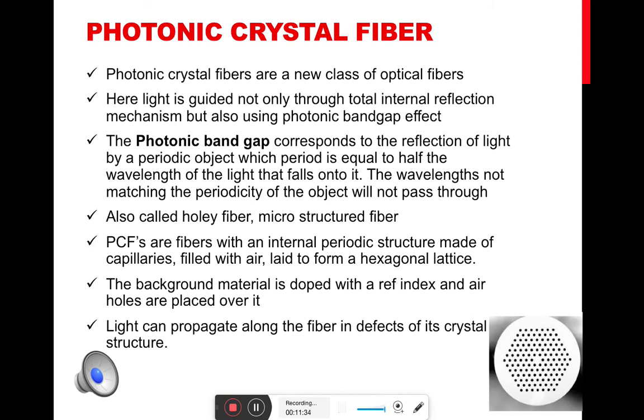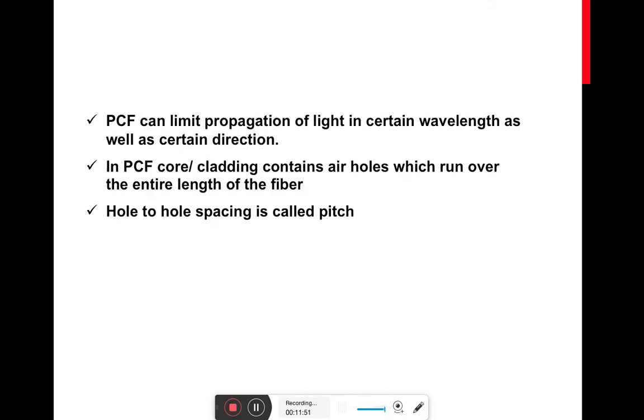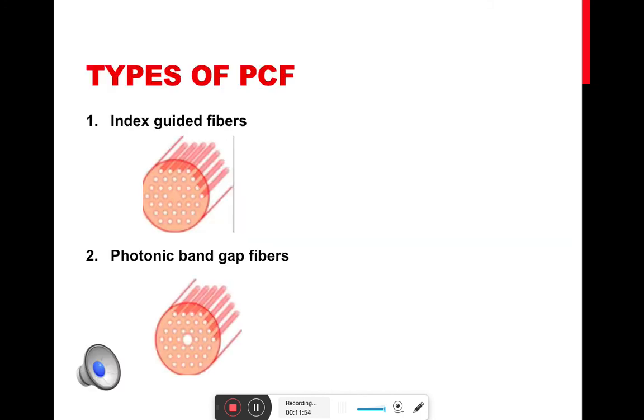So the light can propagate along the fiber in defects of its crystal structure. So this light is being propagated through a fiber in the defects of its crystal structure. Okay, so this is the basic principle of how light is guided through a photonic crystal fiber. Photonic crystal fiber comes in two types. One is the index guided fiber and the other one is the photonic band gap fiber. As you can see from the figure, you can figure out the basic difference between an index guided fiber and a photonic band gap fiber.